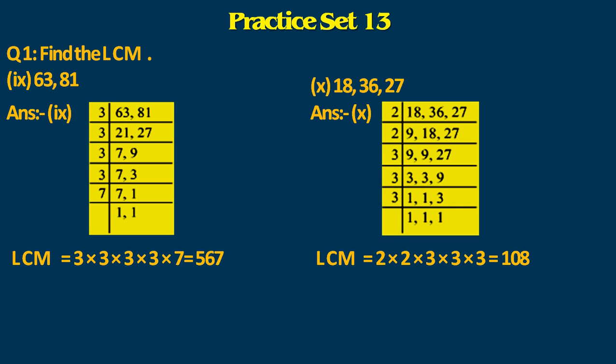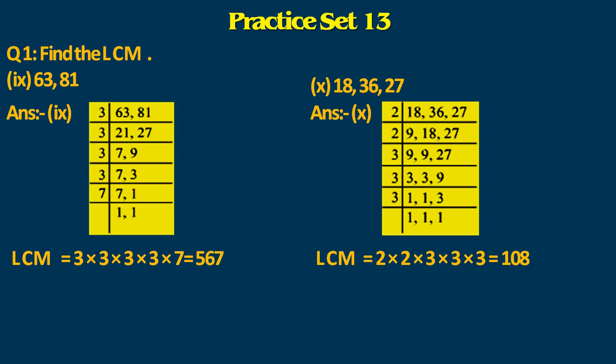Now 3 3s are 9. 7 will be taken down. Again 3 is there. 3 1s are 3. And 7 will be taken down. Again 7 1s are 7. So the end is 1. Now the LCM is 3 multiplied by 3 multiplied by 3 multiplied by 3 multiplied by 7, which is going to give you 567.